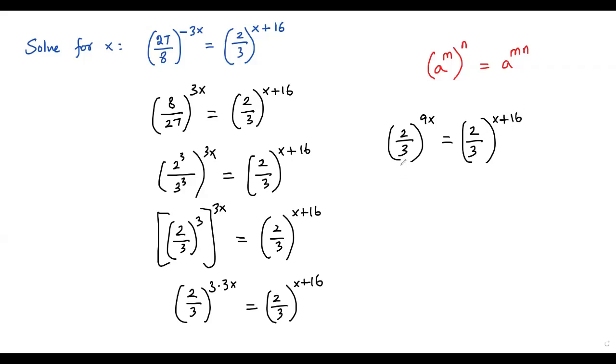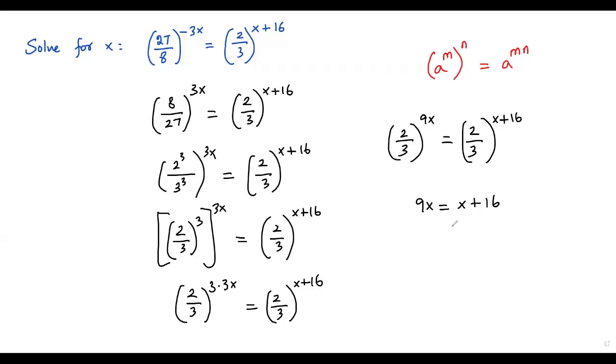Now I have the same base on both sides of the equation. The base on the left side is 2 over 3 and on the right side also the base is 2 over 3. Whenever two terms are equal with the same base, we can equate the exponents. So we have 9x equals x plus 16.